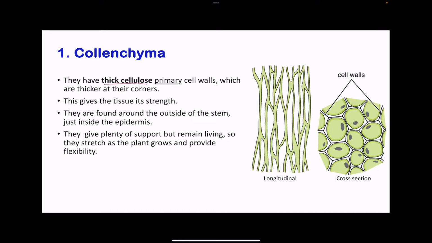Next we go to the collenchyma. These have thick cellulose cell walls, but these cell walls are primary cell walls, so there is no lignification, and they are thicker at their corners. We can see the thickening that occurs at the corners. These are found around the outside of the stem, like we already saw in the other figure, and then they give plenty of support but remain living, so they can stretch as the plant grows to provide flexibility.